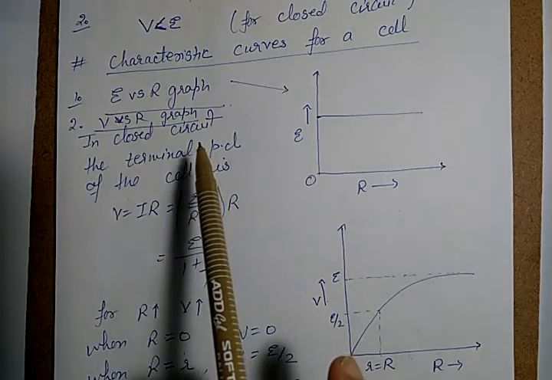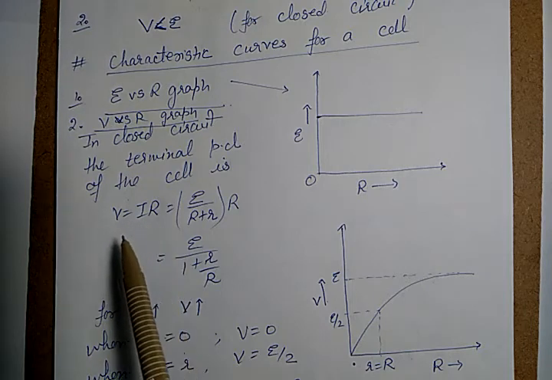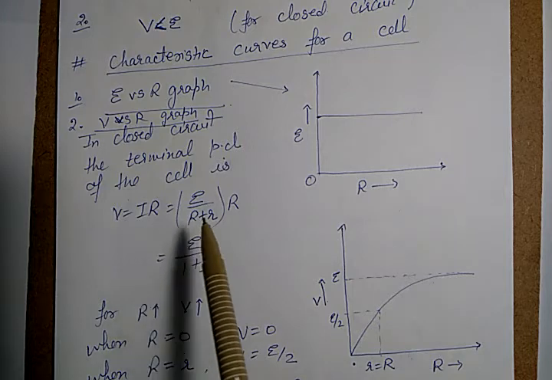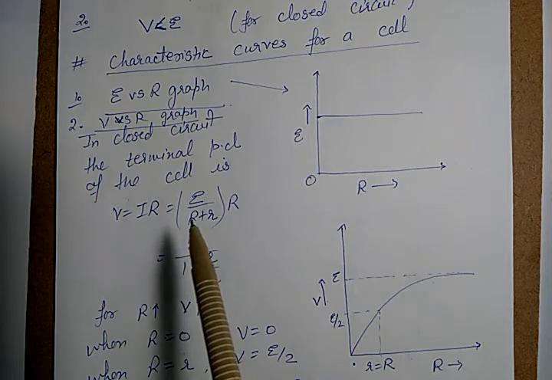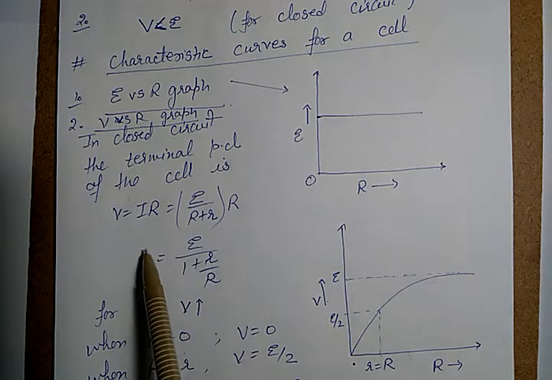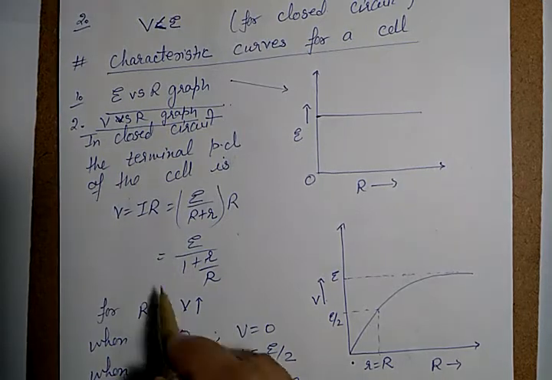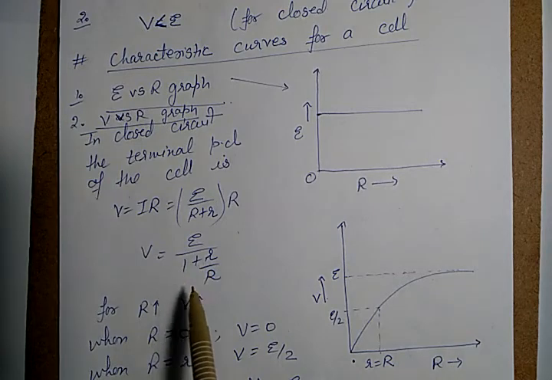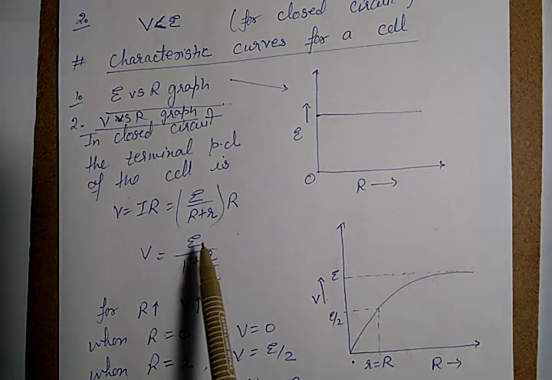Now in a closed circuit, there is some potential drop across the resistance. Applying Ohm's law, we have V equals IR, and we had already obtained the relation for current, that is E by R plus r. So substituting that, we have V equals E by R plus r, times R, and this is equal to E by 1 plus r by R. We can take LCM, take R above.